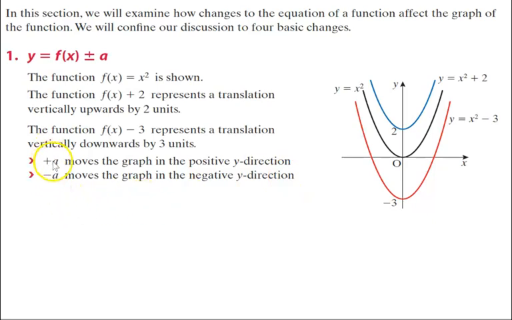So if we have a positive a value, whatever is added on to the end of the function, if it is positive, it moves the graph in the positive y direction, so it moves it up. And if it's negative, it moves the graph in the negative y direction, so it moves it down.